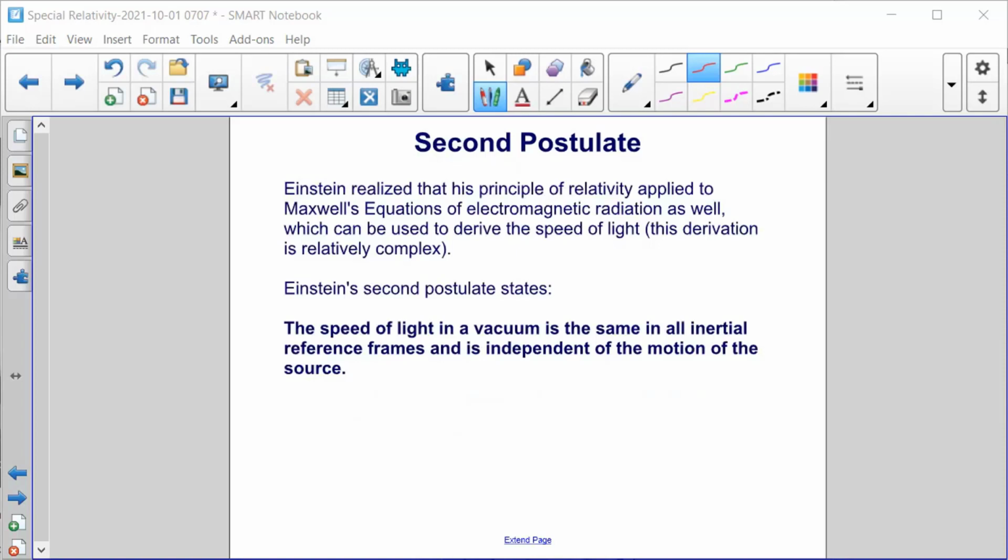Here's the second postulate. Einstein realized that his principle of relativity that we discussed in the first postulate applied to Maxwell's equations of electromagnetic radiation as well. Those equations are used to derive the speed of light. That derivation is complex and not necessary here. Here we can just say that Einstein's second postulate states that the speed of light in a vacuum is the same in all inertial reference frames and is independent of the motion of the source.